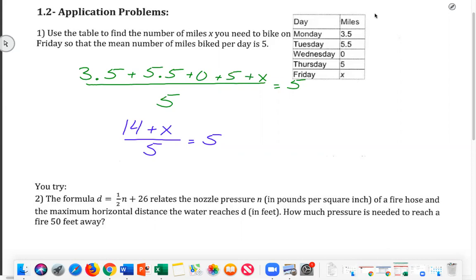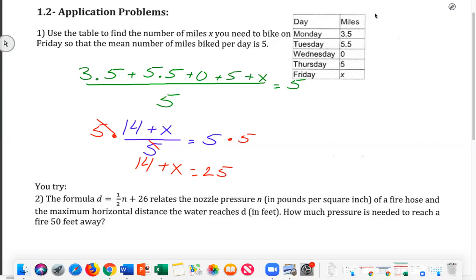All right. Well, the first thing you have to do is undo the divide by 5. This was one of those tricky ones. So we need to undo the divide by 5. So, anybody know what 5 times 5 is? Very good. So we have 25 equals 14 plus x.